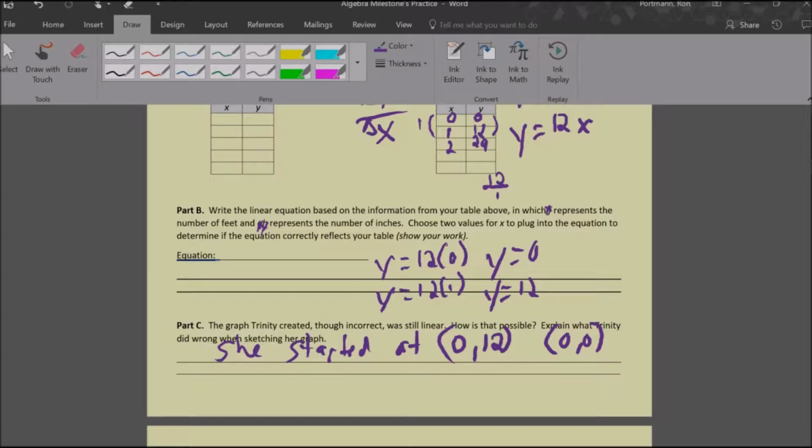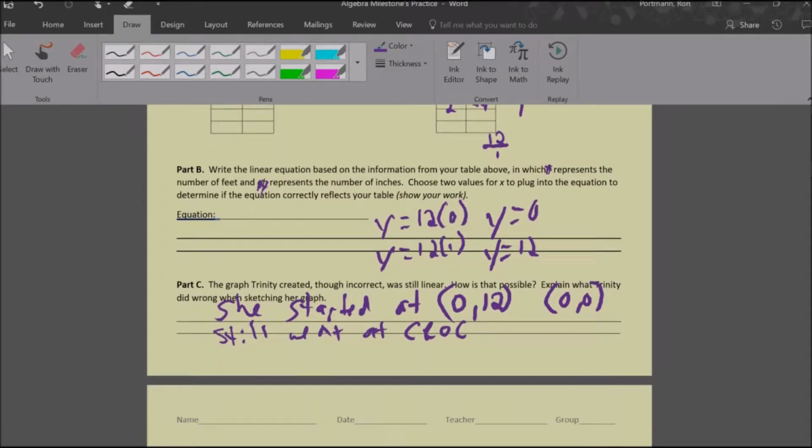The reason it's still linear is because she still went at a constant rate of change, which is going to give her a straight line. However, it's not the correct straight line, all right? So more or less you write that in sentence form, okay?